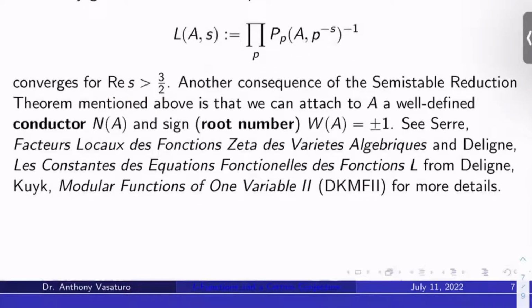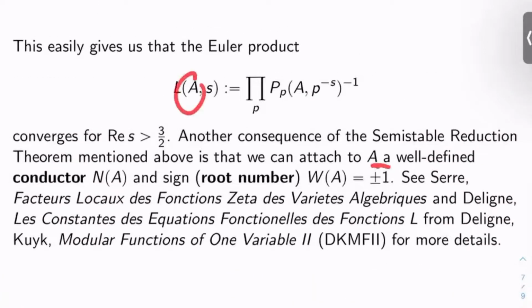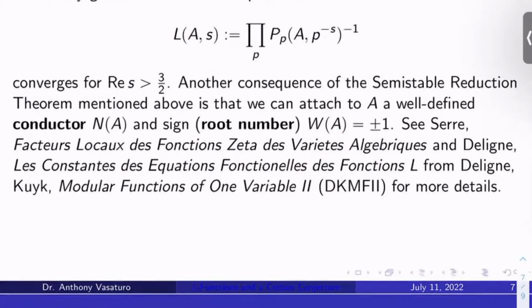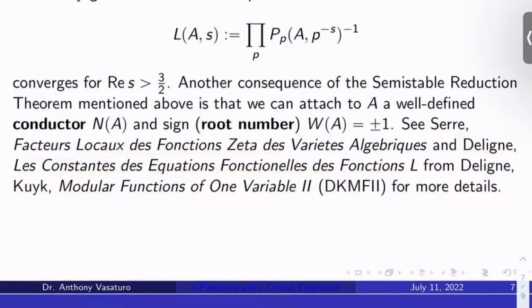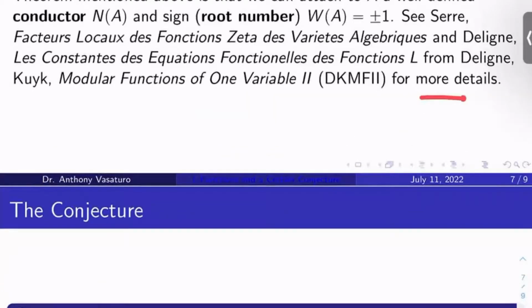And it's another consequence of semi-stable reduction, which we just talked about, that you can attach to A a conductor n of A, just like you can for elliptic curves, and a sign, plus or minus, which we call the root number, W of A. So it's either plus or minus 1. For this stuff, you can see I gave you some Serre references, some Deligne references. And both of these references, I believe, are actually in modular functions of one variable too. And I said in a previous video, you should probably just get all the modular functions of one variable books. There's 4 or 5 of them that come up in my lecture series here. I don't remember exactly how many. Okay, so details can be found there.